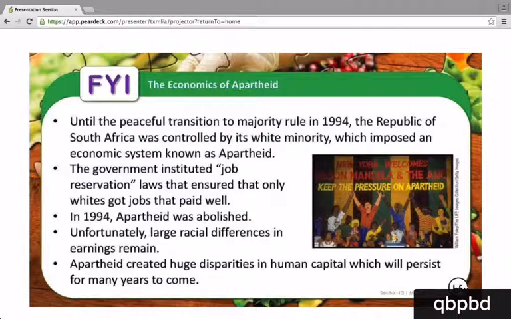Once apartheid was abolished, this system began to fall apart. But unfortunately, large racial differences in earnings still remain even today, because apartheid created huge disparities in human capital, which will persist for many years to come.